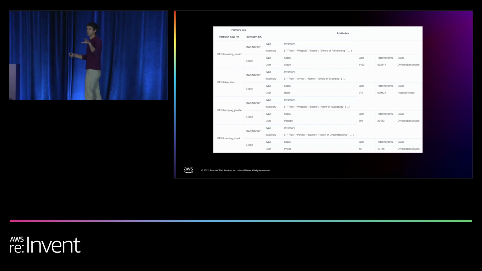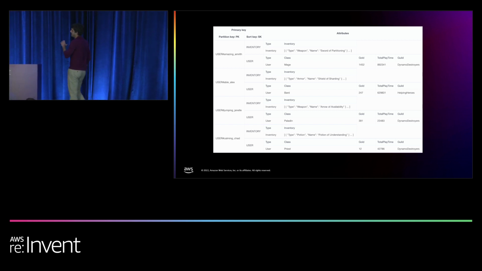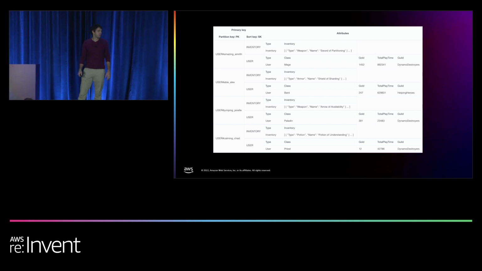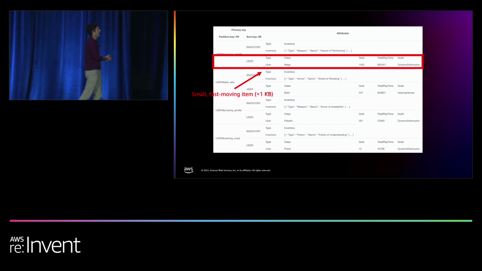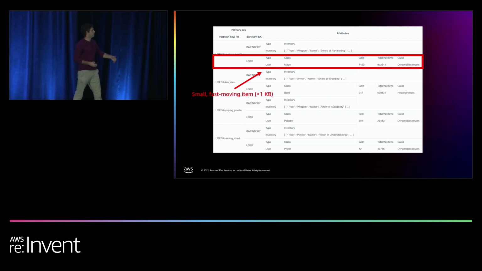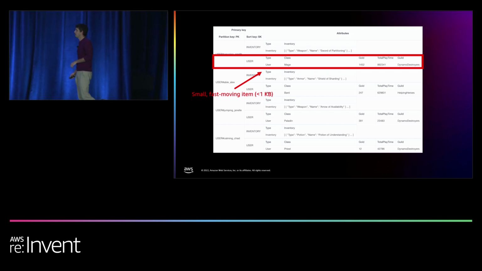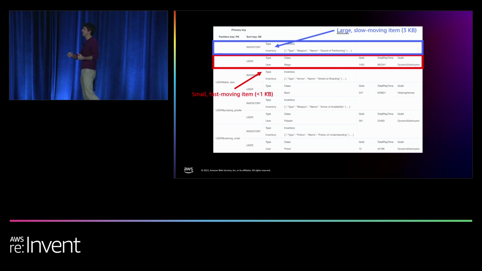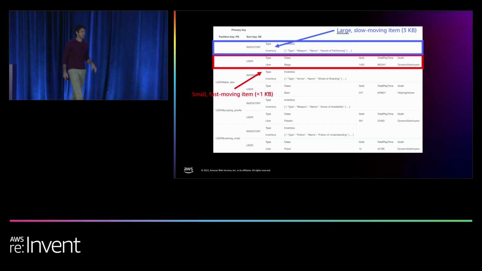vertical partitioning. And there's a great blog post that just went out on the AWS blog about how to do vertical partitioning in DynamoDB. But this is the idea here where you might chop up an item into multiple pieces, right? We have our small, fast-moving user item that has the gold and the total play time. That's going to get updated a lot, but it's a small item. It's less than a kilobyte, right? We also have a separate item that contains our inventory. That's our larger, slow-moving item. Not going to be changing as much, but it's a lot bigger, right?